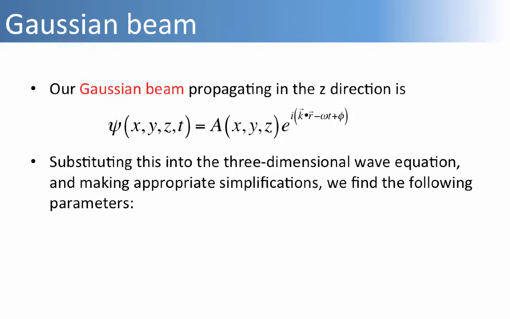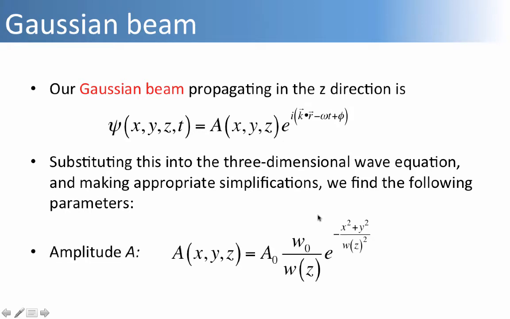When we substitute that expression and make the appropriate simplifications, we find that the amplitude, now there are a lot of steps that happen in between here, is some factor a naught times w naught over w of z, where w is the beam size, times e to the minus x squared plus y squared over w of z squared. That is a Gaussian.